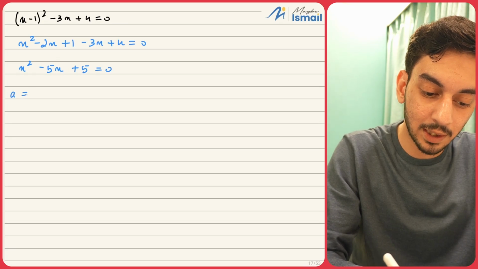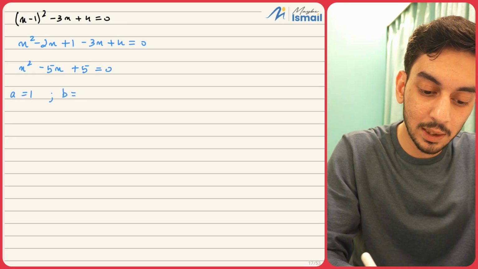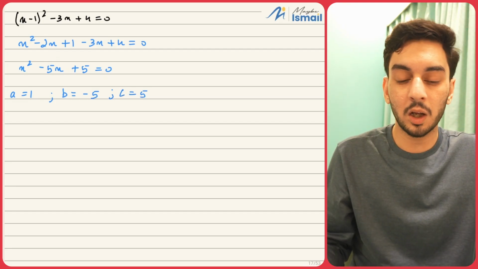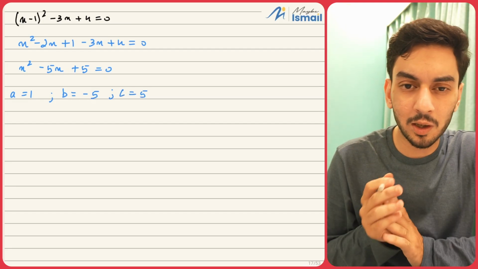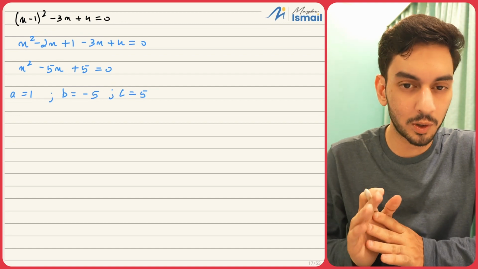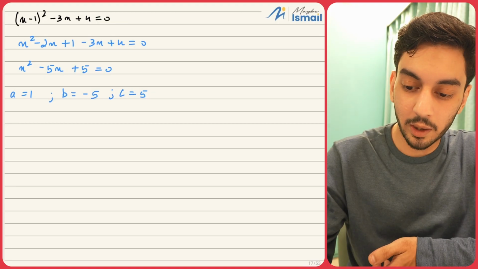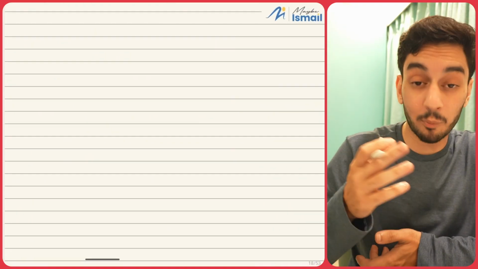In this one I say a is 1, b is negative 5, and c is 5. Now I have the values of a, b and c. Just plug them into the formula and figure out your answer. I won't be doing this. You can tell me the answers in the comments. Okay, let us move ahead to the next type of question.